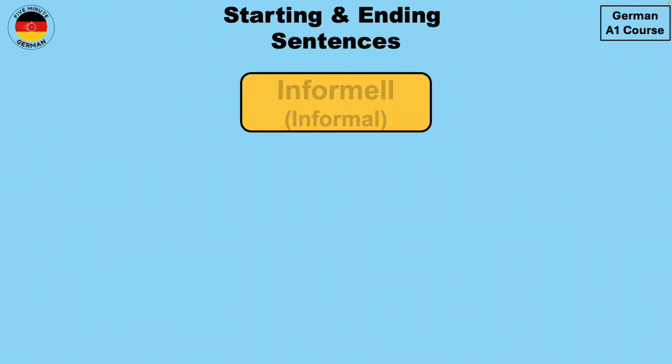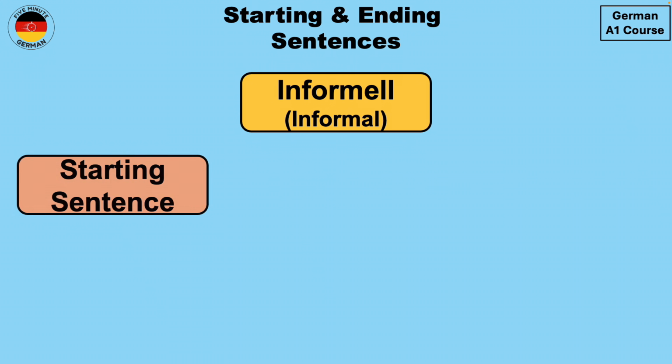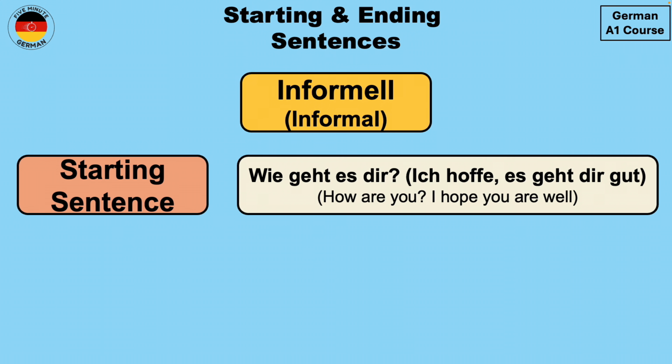In case of informal, you can start with the sentence, Wie geht es dir? How are you? And you can also add, Ich hoffe es geht dir gut. I hope you are well. But this is optional.